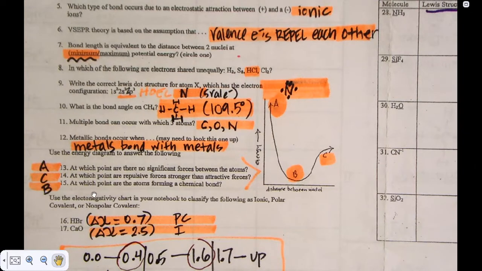And then for 15, at which point are the atoms forming a chemical bond? That's at the lowest point. That's when the bond's forming. That's at your lowest point here, point B.